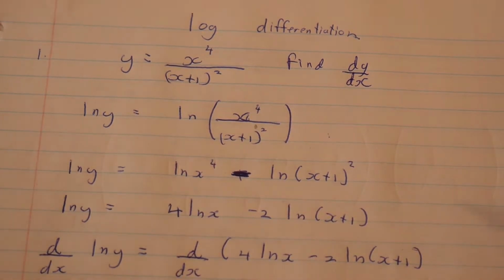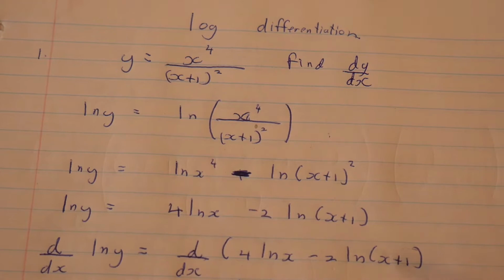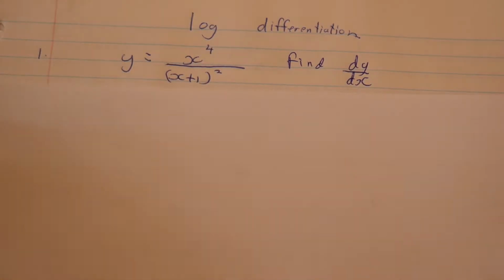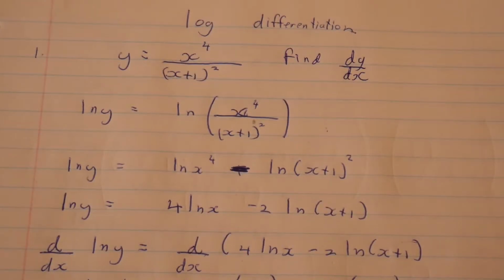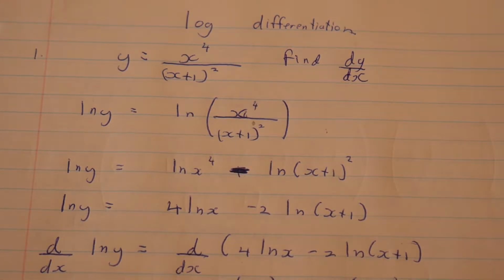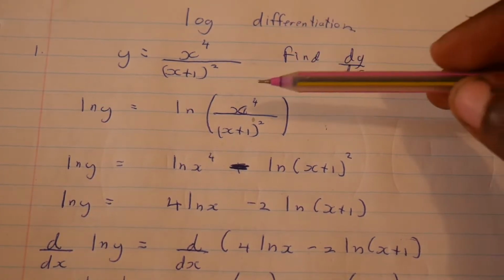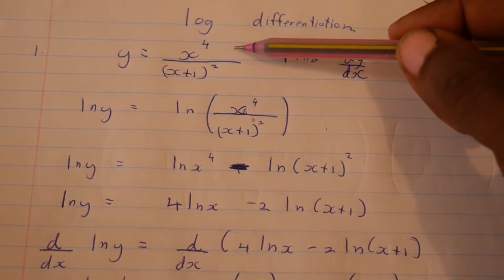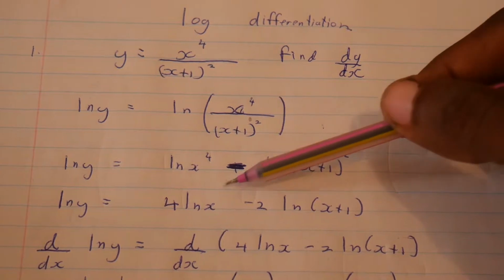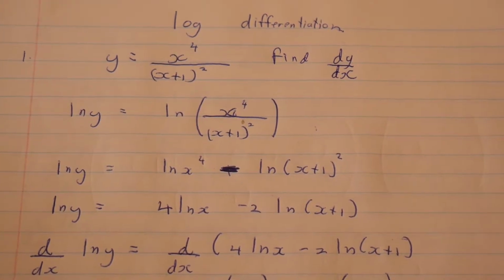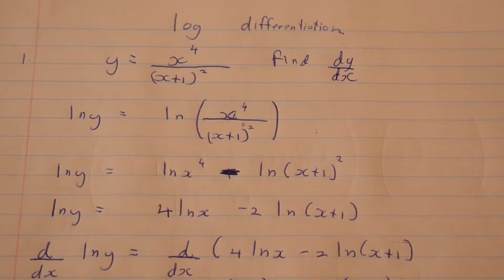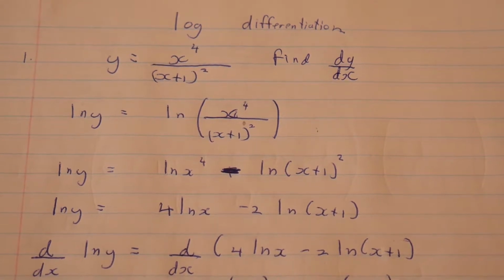Alright, now we do log differentiation to make any question simpler if it involves a quotient rule or a product rule, because as you know, quotient rules and product rules are multi-step rules. So we use logs, the properties of logs, to split a product or a quotient into individual terms, where at that point we just do simple differentiation.